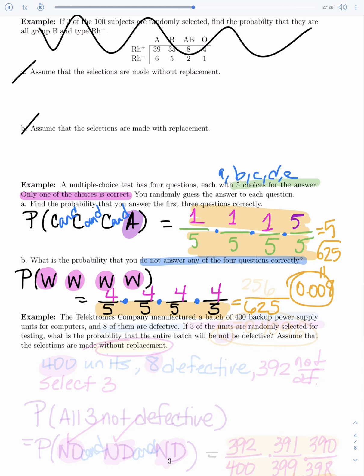And on top, we've got 4 times 4 times 4 times 4. The 4 fours is 256, divided by our 625 is, let's see, 0.4096. And that's our final probability.